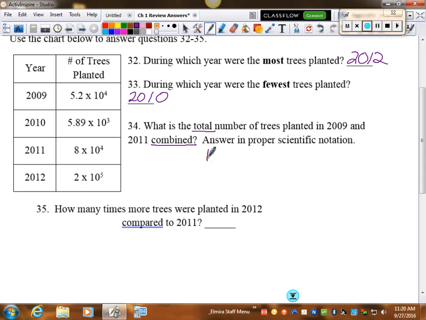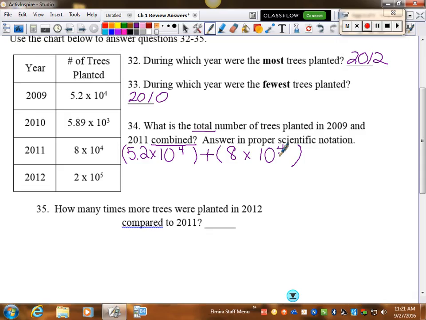Those keywords are telling me add. And remember, even though you may be using a calculator to add, you have to show work. What you type into the calculator, writing that down, counts as showing me work. So 5.2 times 10 to the 4th plus 8 times 10 to the 4th is the 2 years worth of data we're adding together. Okay.